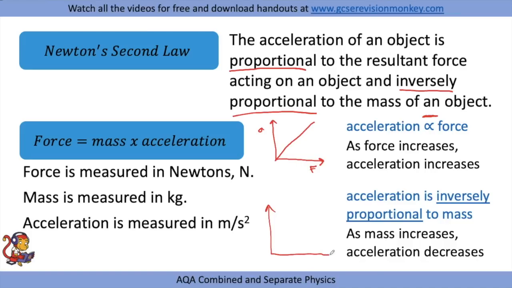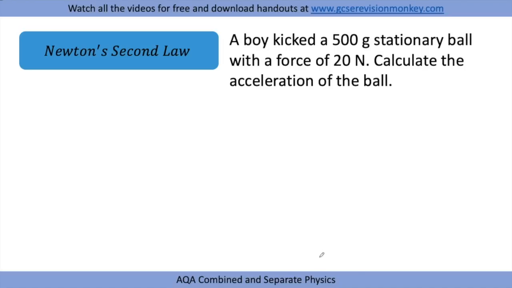And that's where you'll see a graph, if we put mass against acceleration, would look a little bit like this. As mass increases, acceleration decreases. Let's have a look at an example.